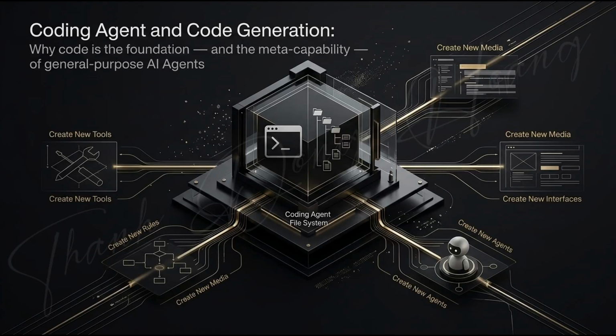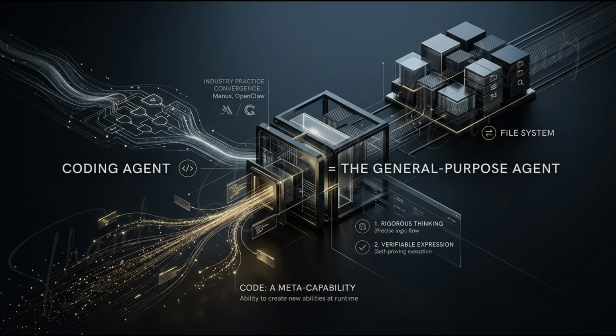What does the architecture of a general-purpose AI agent actually look like? One that can handle arbitrary open-ended tasks. The answer is a coding agent plus a file system. We'll walk through how that coding agent is built, how it's kept safe and reliable, and then how code generation becomes something much bigger than writing programs. A meta capability that lets an agent create new tools, rules, media, interfaces, and even new agents.